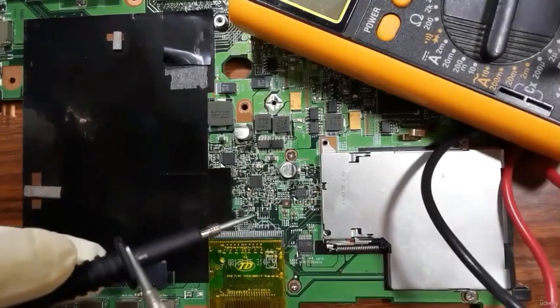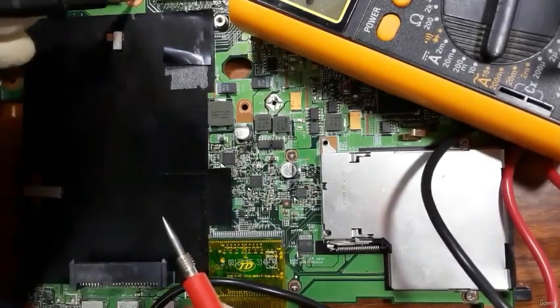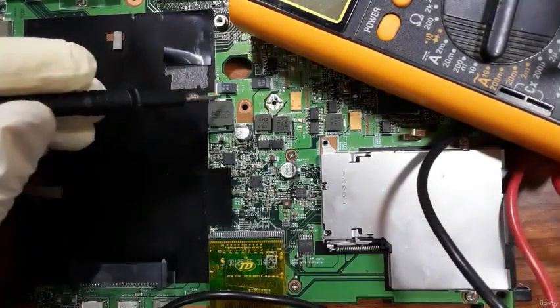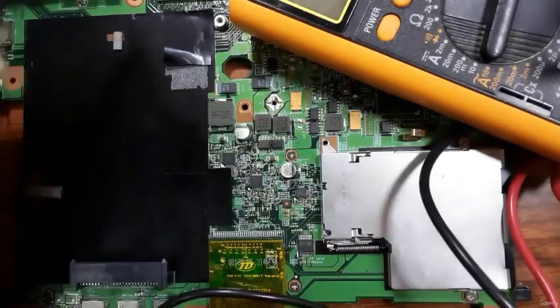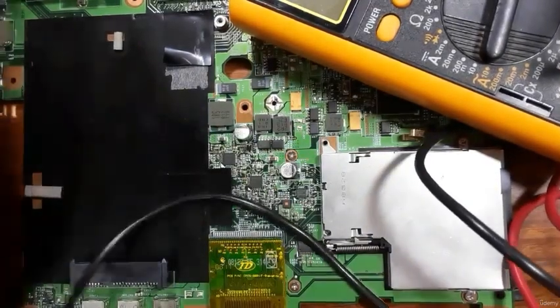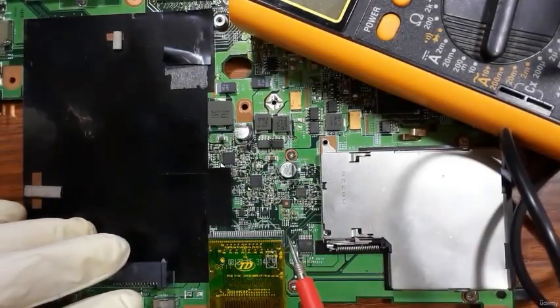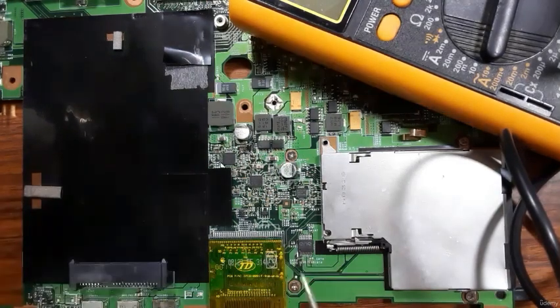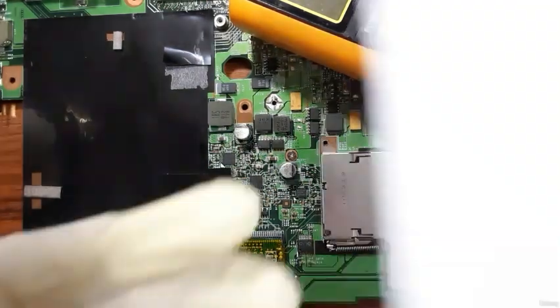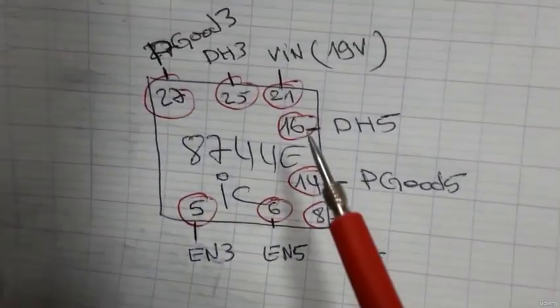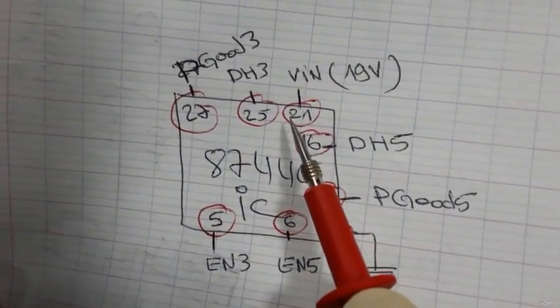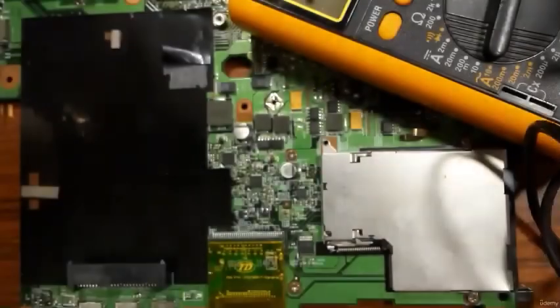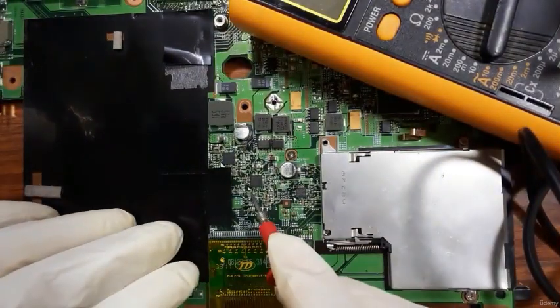So let's put the black probe in the ground, any ground in the motherboard, this or this, anywhere in the motherboard. Okay, so let's check first the 19 volt, the V in. So the V in, as you can see here, V in is in the pin 21. Okay, so let's check pin 21.